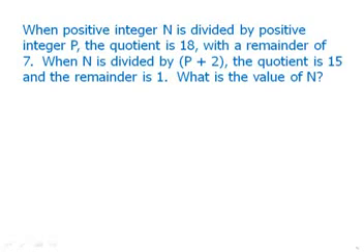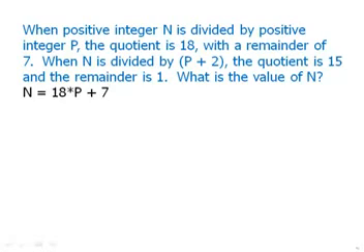Here's a question. Pause the video, and then I'll talk about a solution to this. When positive integer n is divided by positive integer p, the quotient is 18 with a remainder of 7. When n is divided by p plus 2, the quotient is 15 and the remainder is 1. What is the value of n? So we're being asked to find the dividend.